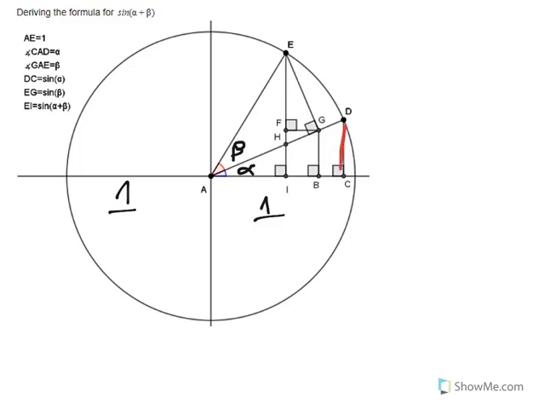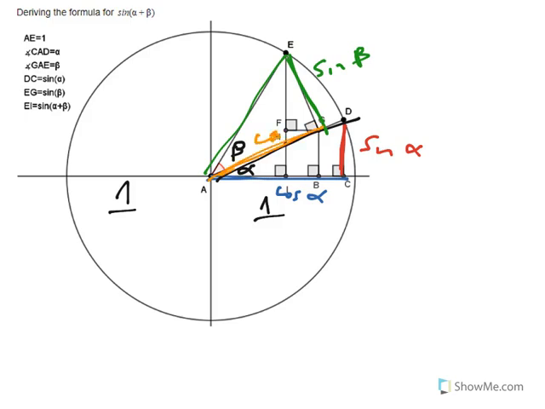So this red line here is sine alpha, and this blue line here is cosine alpha. That's because the hypotenuse here is 1. On the other hand, this line here is sine beta because this hypotenuse is 1. And this line here is cosine beta. So we have these 4 line segments identified.